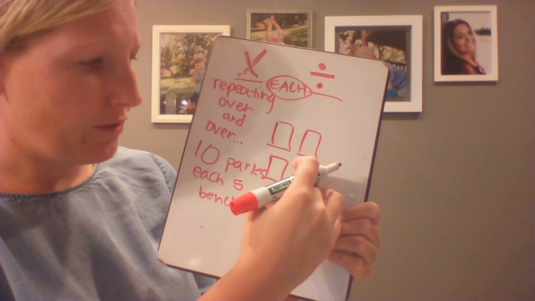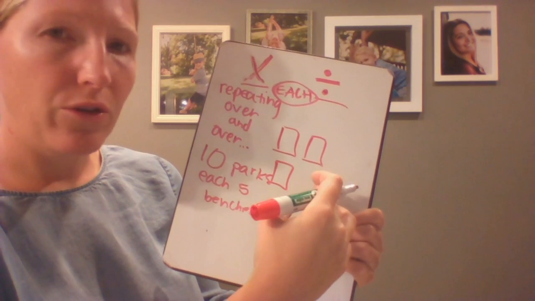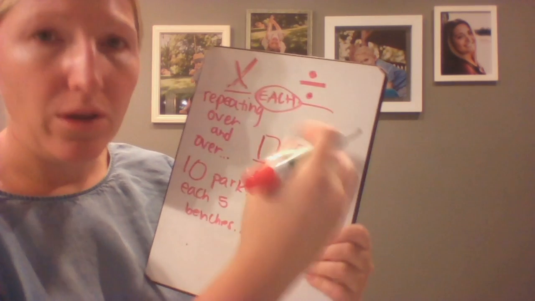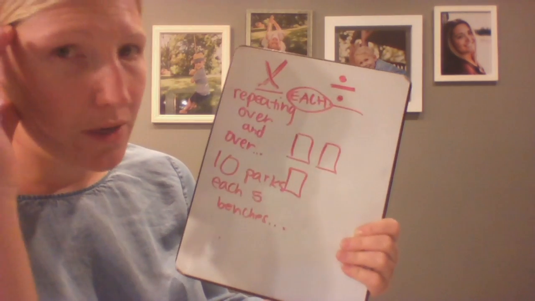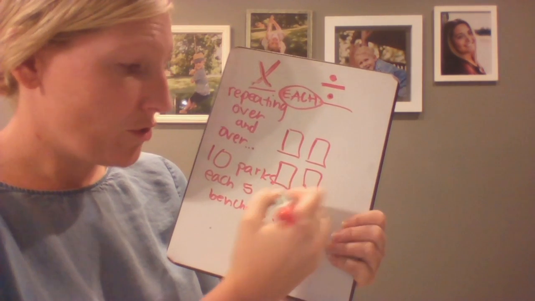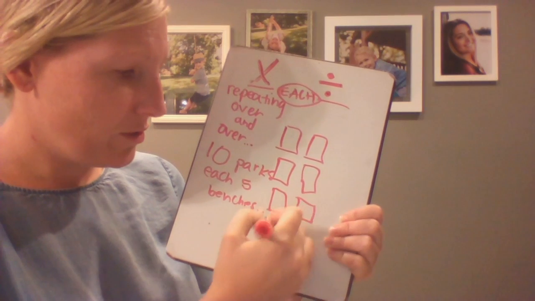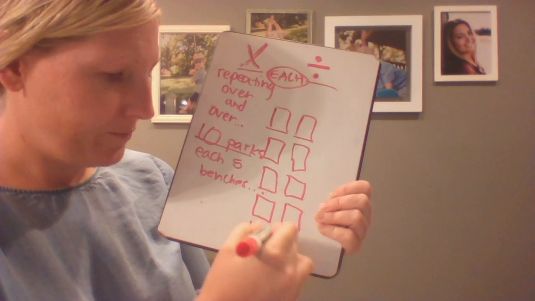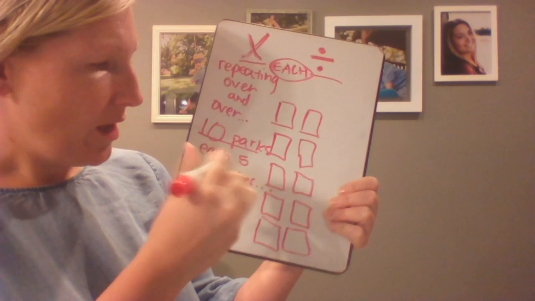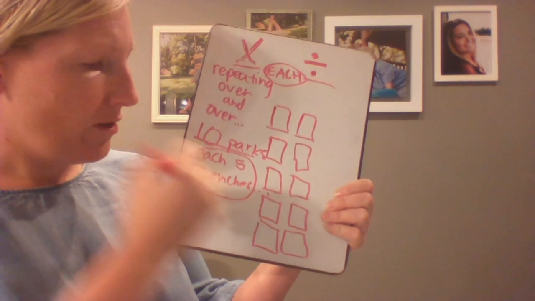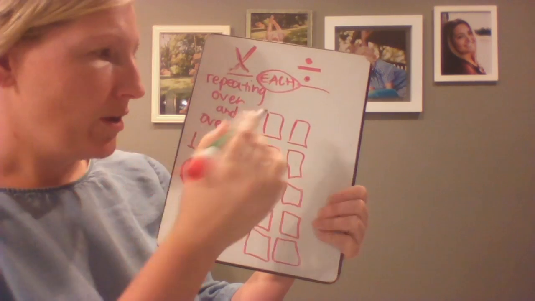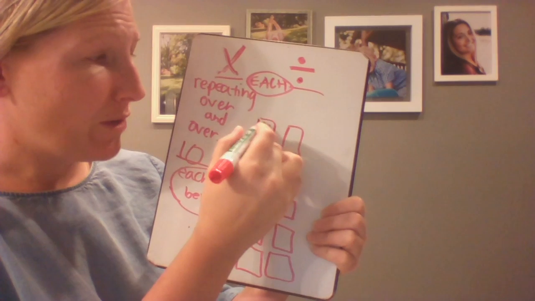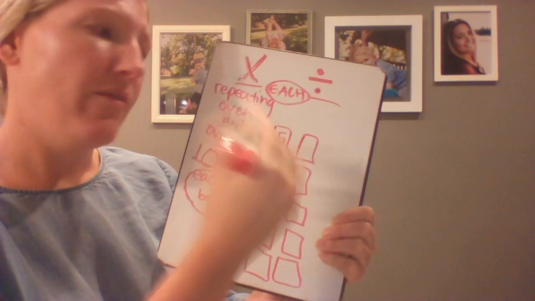Now, are parks perfectly rectangular? Of course not. But we're in 3rd grade now, so I don't need to take time out to draw a beautiful park to visualize what's happening in this problem. I'm going to just draw rectangles. You could draw circles to visualize my 10 parks. So I have 2, 4, 6, 8, 10 parks. And then I know there's 5 benches at each park. I'm not going to sit and draw 5 benches. I'm just going to write the number 5, because I know that represents 5 benches at each park.